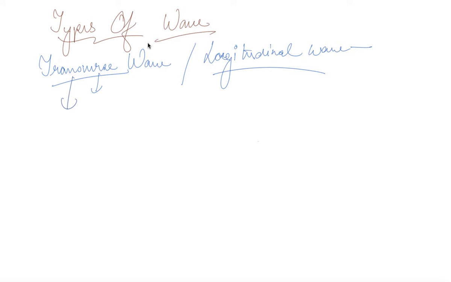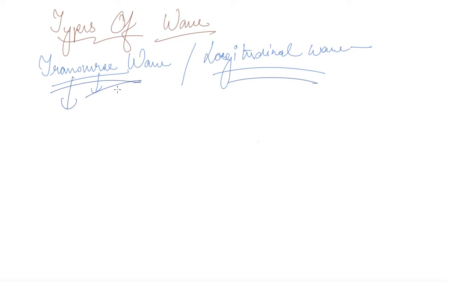So now let's discuss the types of wave. Now that we have a basic idea, waves can be broadly classified into transverse wave and longitudinal wave. If you observe the definition given in your books or on the internet, you will find that a transverse wave is defined as a wave in which the displacement of the medium is perpendicular to the direction of propagation of the wave.